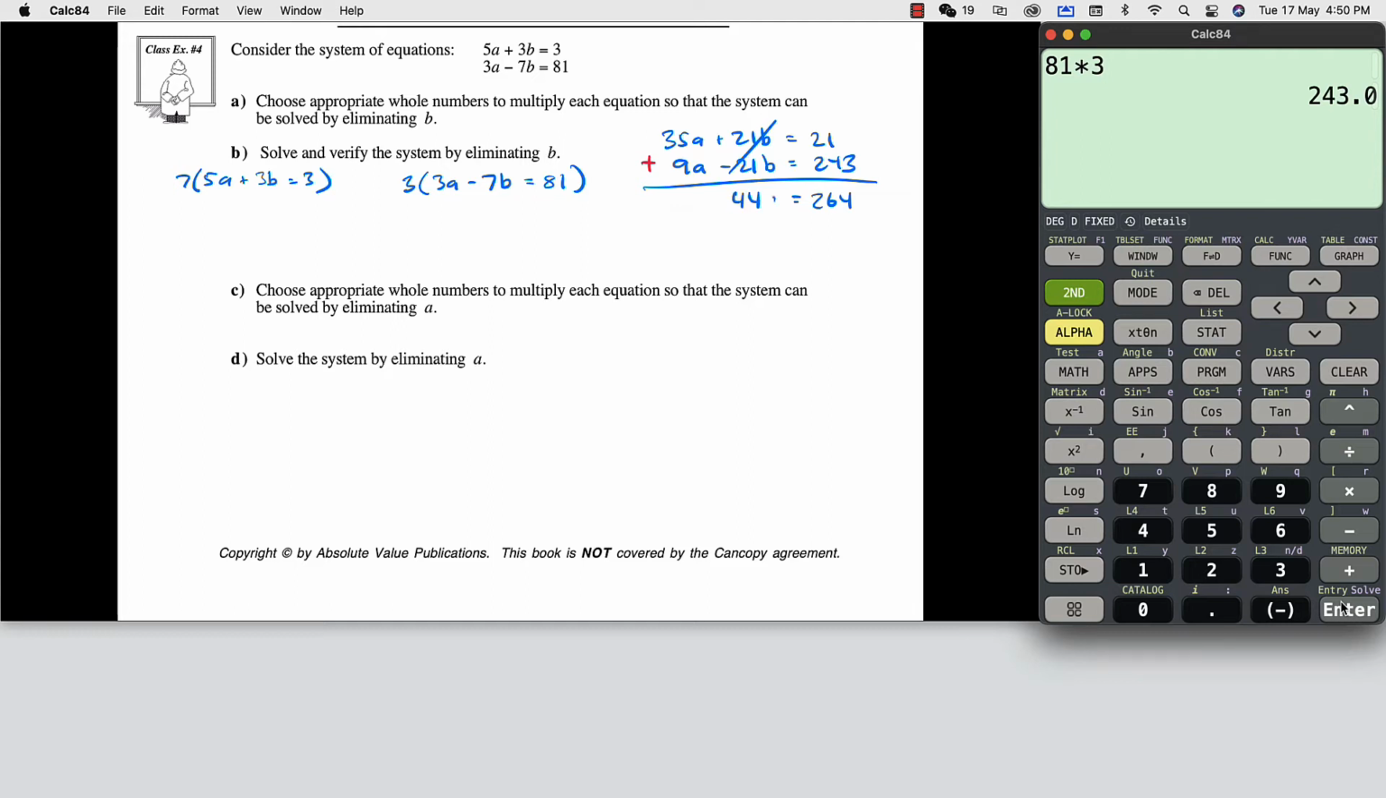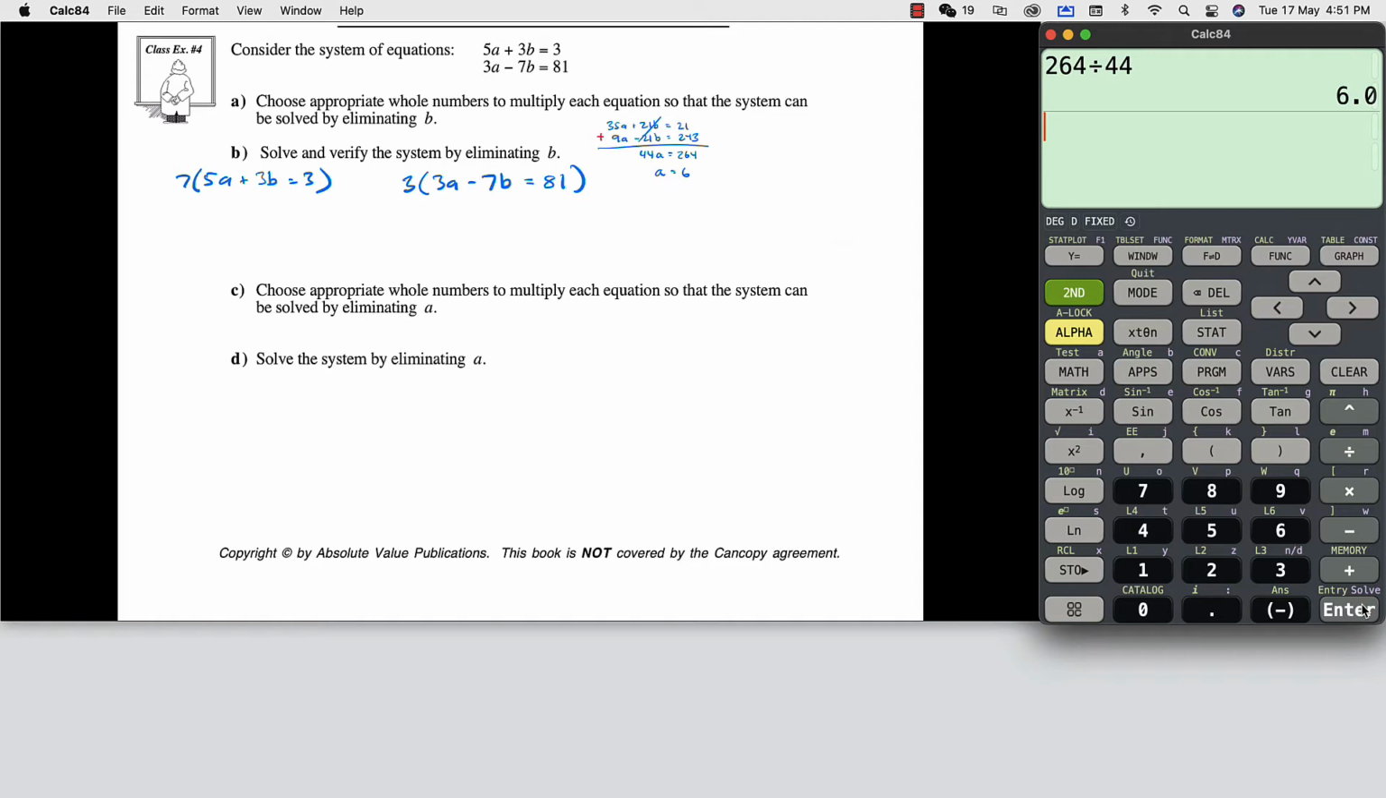44a. And now I want to divide this 264. We'll clear that. 264 divided by 44. Does that give us a whole number? Yes, it gives us 6. So basically we end up with a equals 6. Okay, now that we know what a equals, again, simple substitution, and we'll be able to solve for the b.